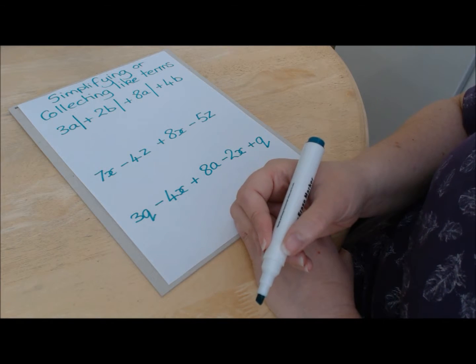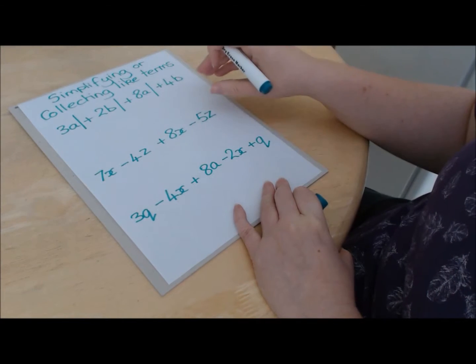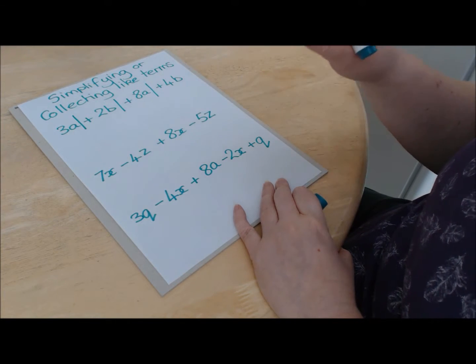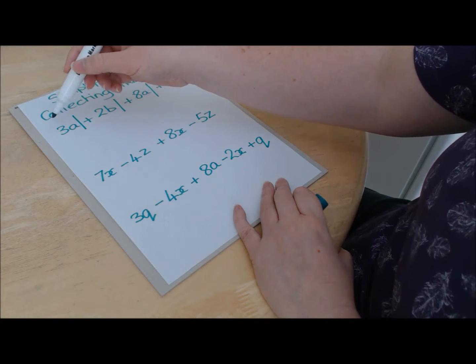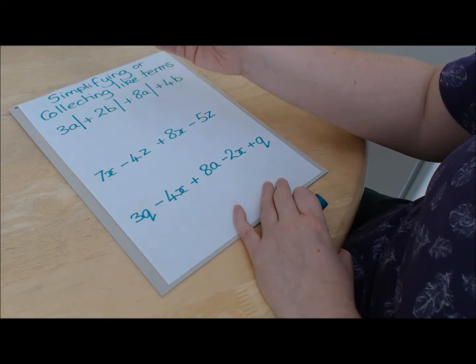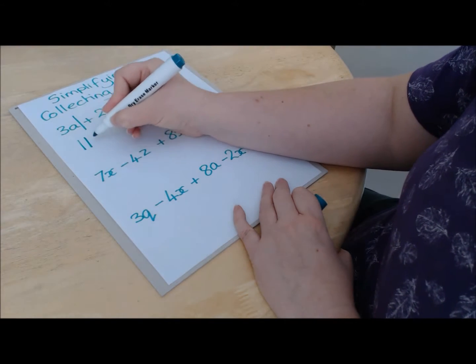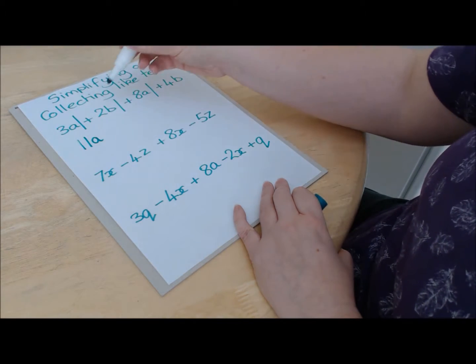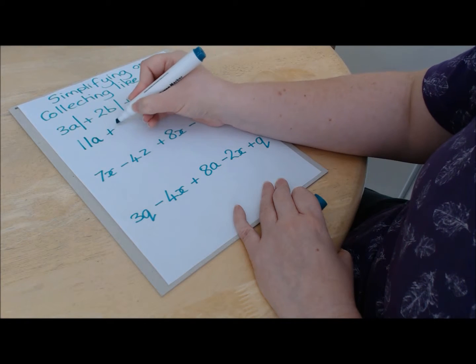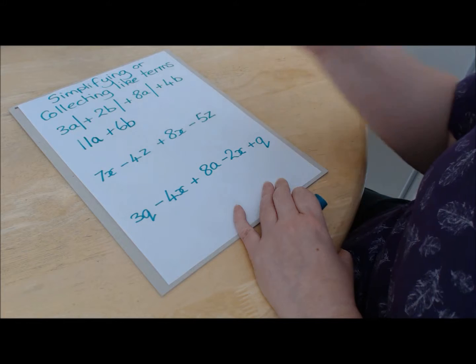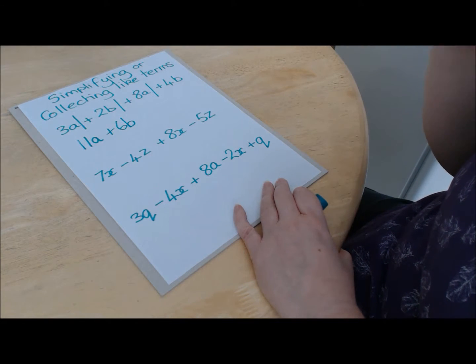Now, what you want to do is do it in alphabetical order and leave the ordinary numbers till last. That's the convention for writing these. So we're going to do the A's first. So we've got 3A plus 8A. So that means we've got 11A. And then we've got 2B plus 4B. So that means we've got 6B. So that's the simplified version of that.